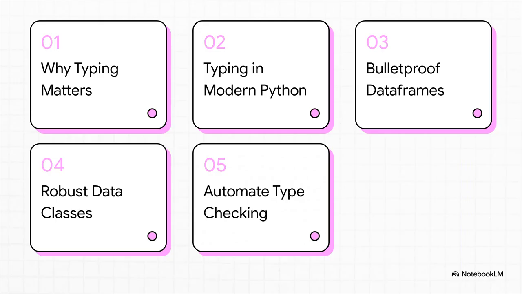So here's our game plan. We'll kick things off by understanding the core problem that typing actually solves. Then we'll look at the tools Python gives us right out of the box. From there, we'll get into some game-changing libraries like Pandera and Pydantic. And finally, we'll see how to automate all of this across your entire project.